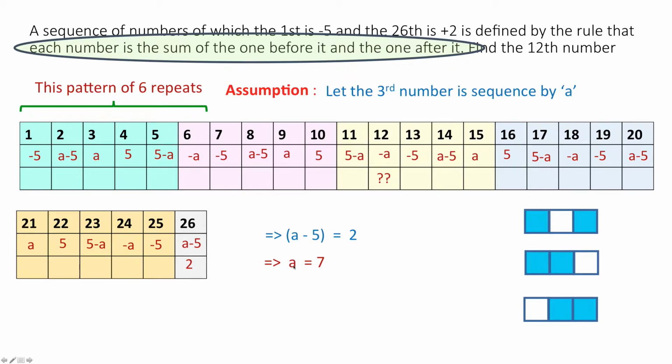So once you know the value of a, you come back to your objective. What was the objective? The objective is to find the 12th term, and the 12th term is actually equal to -a. So the 12th term, which is your objective, is -a, and hence because a is 7, the value of it is -7.